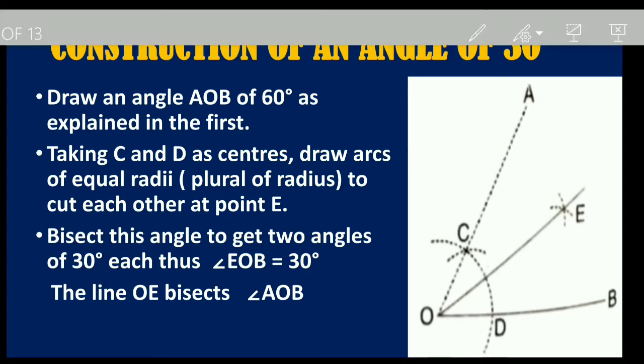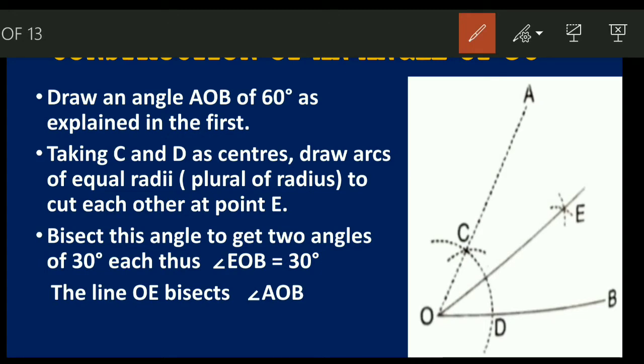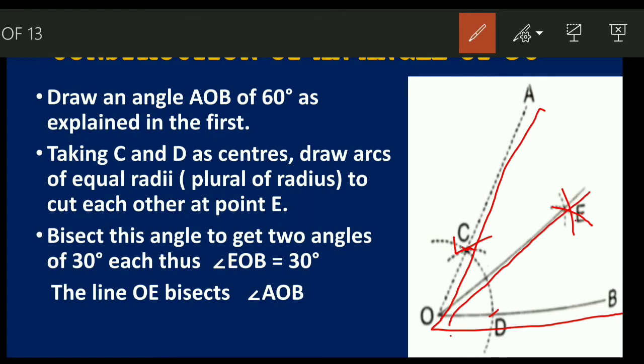Okay, now I'll just explain you how to do. Already I have taught you how to draw this 60 degree. So after drawing 60 degree, now you put your compass on this C and then cut here. Now you put your compass on D and cut this side. Now when you cut these two sides, you will intersect somewhere at point E. Now put your ruler and draw a line coinciding with point E.